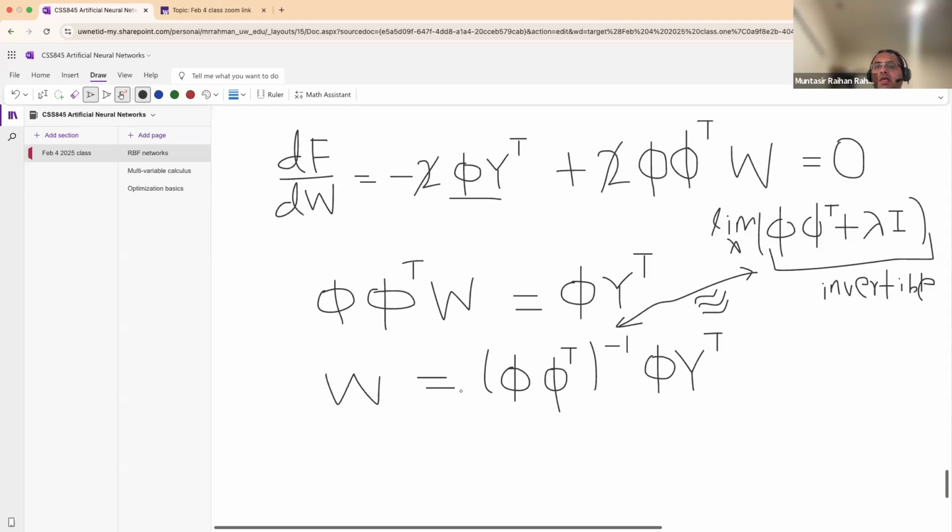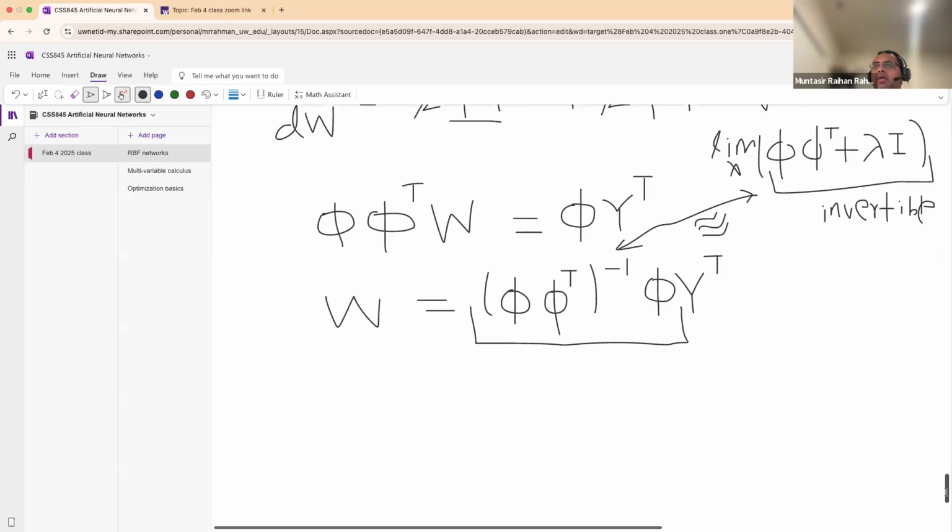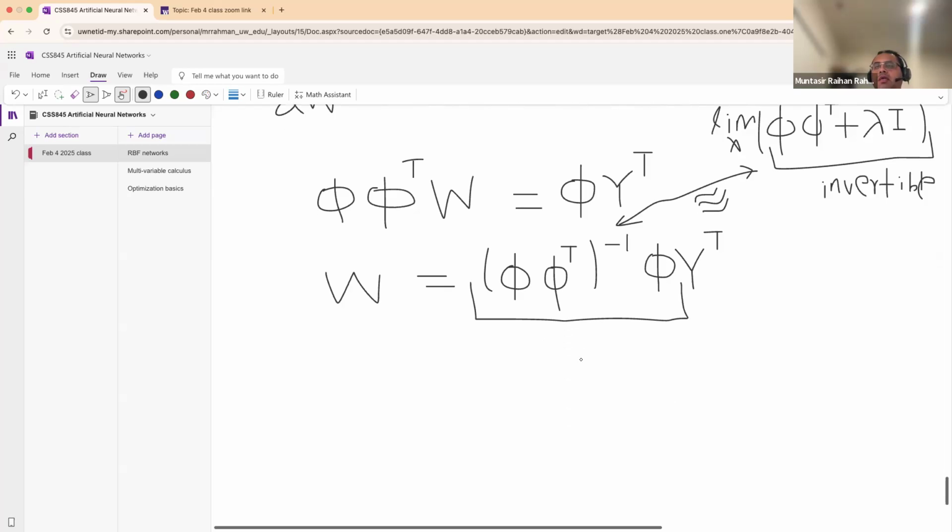Okay. And then if you recall, this thing exactly looks like what? Do you remember what this expression looks like? We had a name for an expression like this. It is what we call the pseudo inverse, right? So basically, this is an expression for the pseudo inverse.